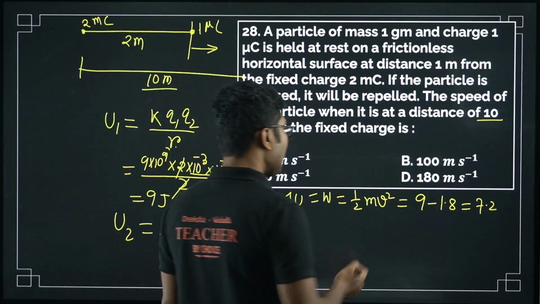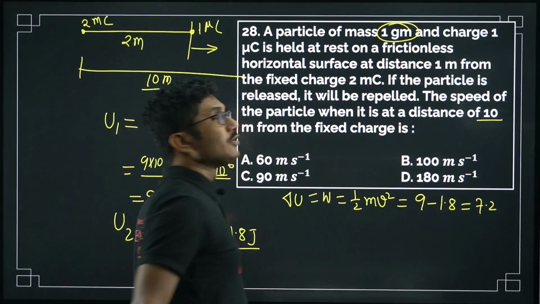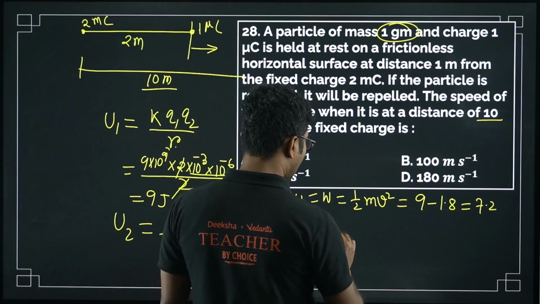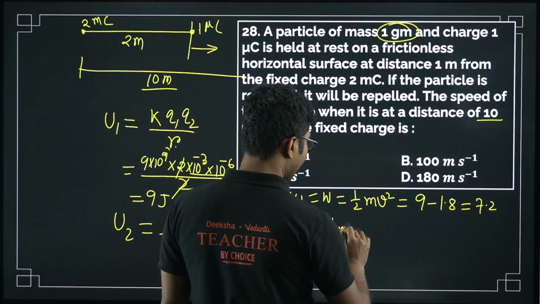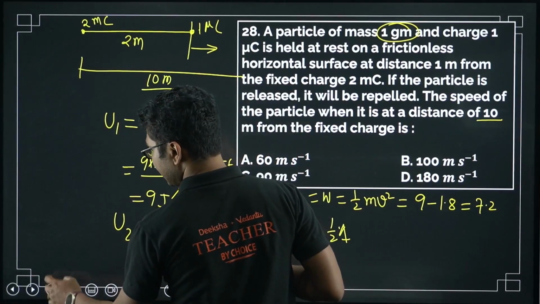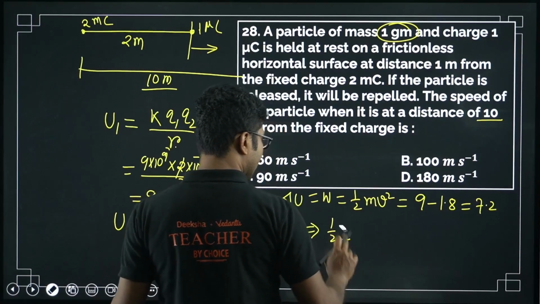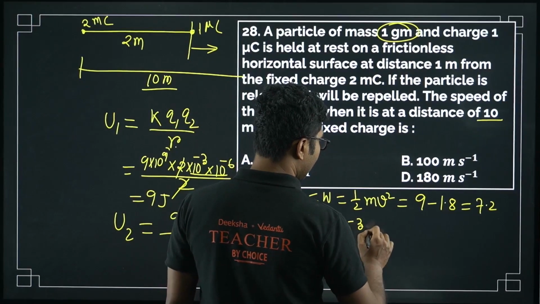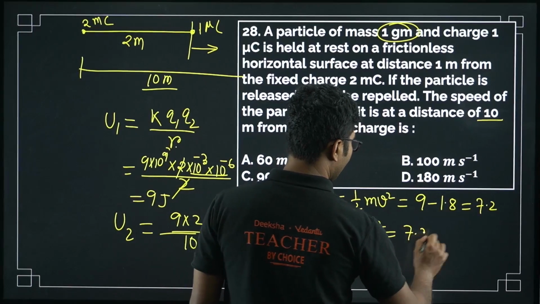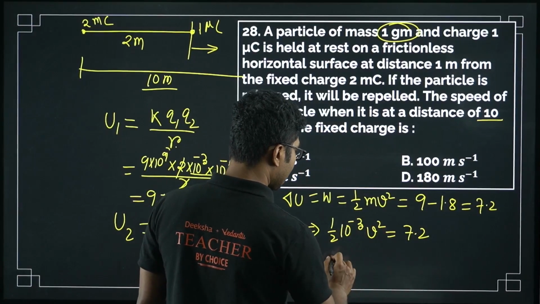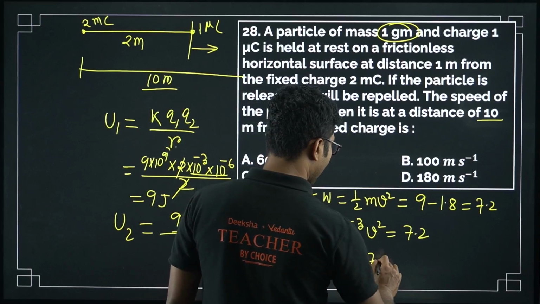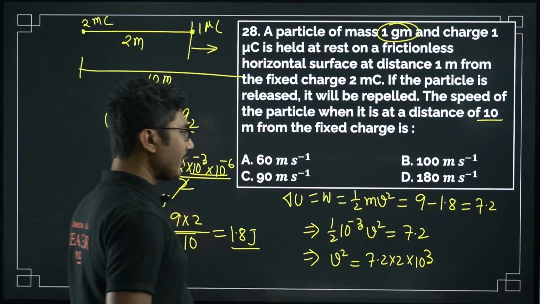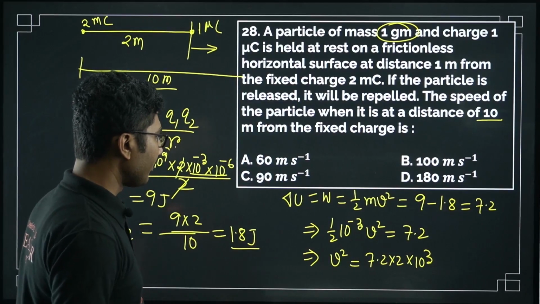Now this is not over yet. Here the mass is given in grams, so you have to convert it into kilograms. So half into 1 gram, and 1 gram means 10 to the power minus 3 kilograms, right? 1000 gram is 1 kg. So half into 10 to the power minus 3 into v square equals 7.2. Now you have to take this to the other side. So v square equals 7.2 into 2 into 10 to the power 3. So 7.2 into 2 is 14.4, 144.